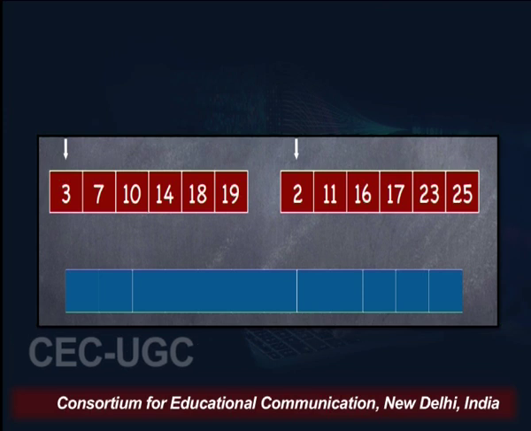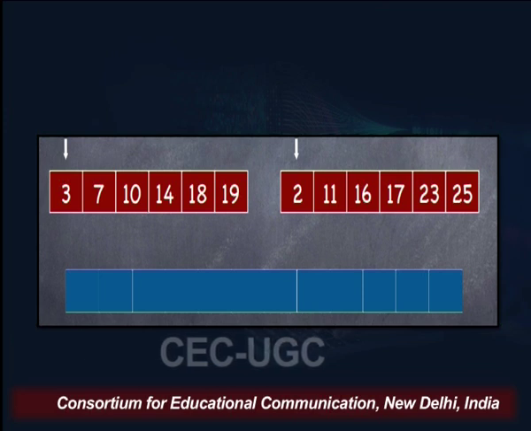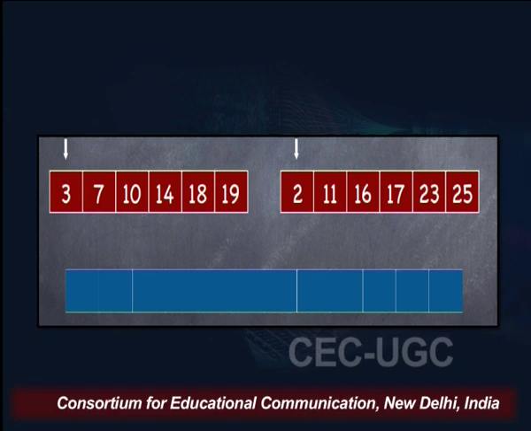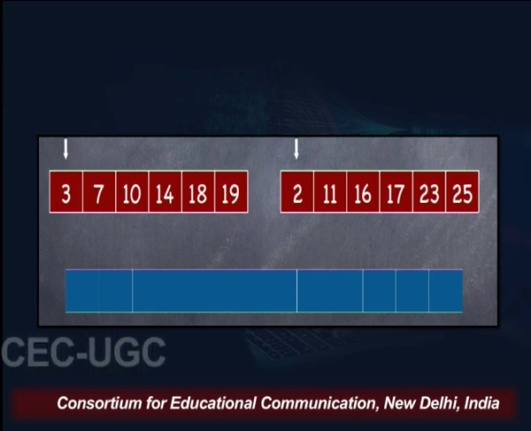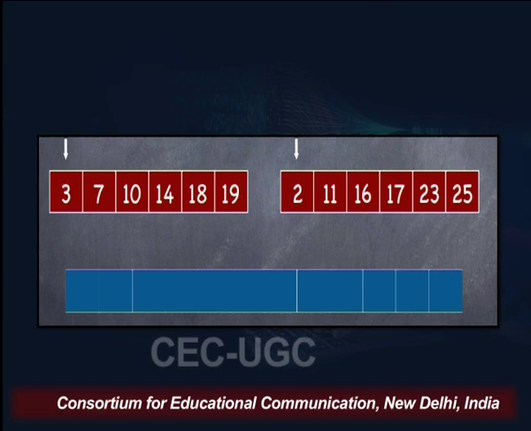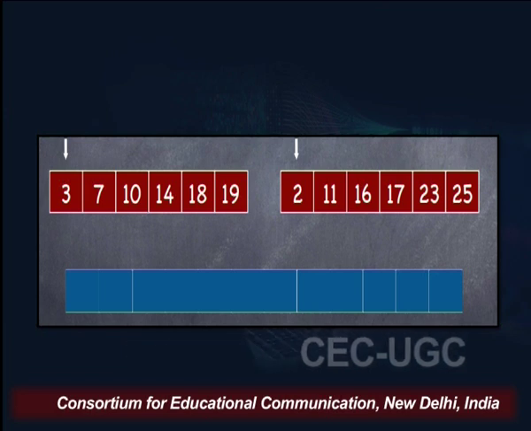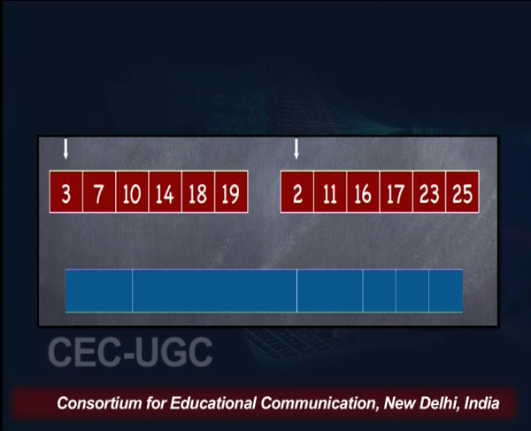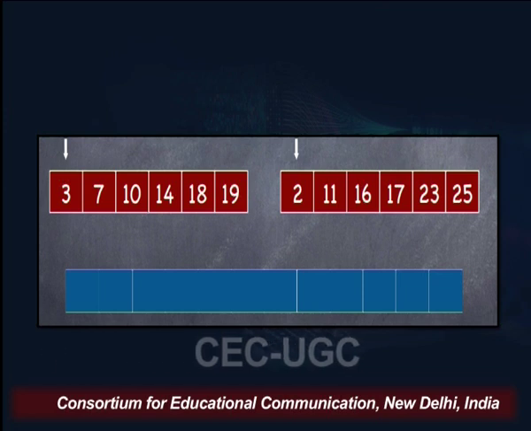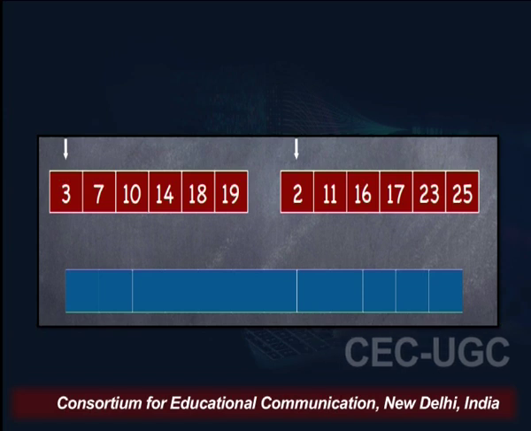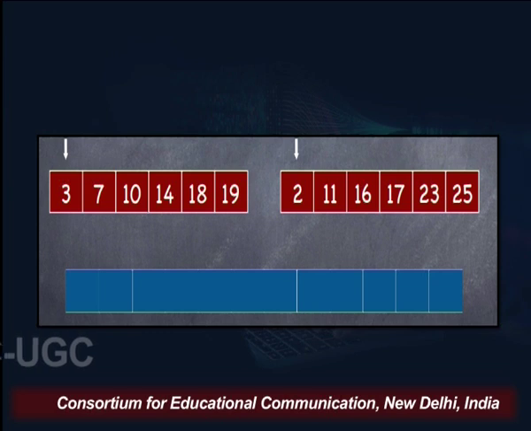Coming to 7, if we compare 7 with 2, that is obviously an inversion, 11 is not, and then we do not compare them further on the right side. Taking 10, 10 and 11 is no inversion, but 10 and 2, yes, that is an inversion. Then 10 with 16, 17, 23, 25 are no inversions.